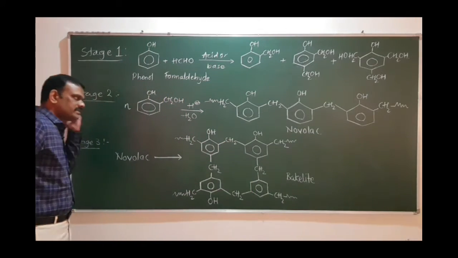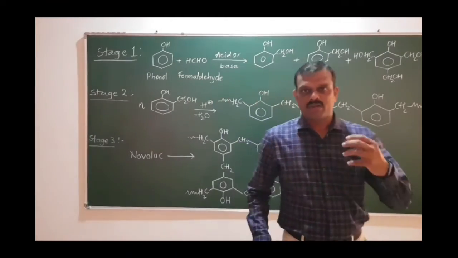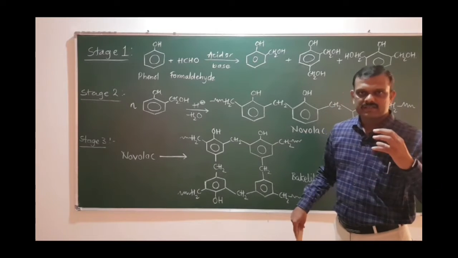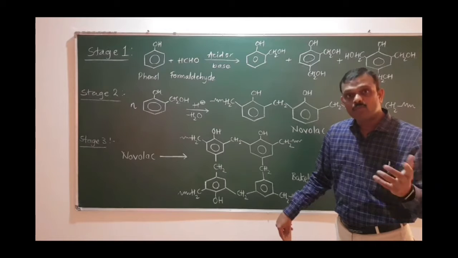Next, in stage 3, we have to use a particular mold for this stage. That means what shape we have to provide to the bakelite. You have to prepare the mold initially.